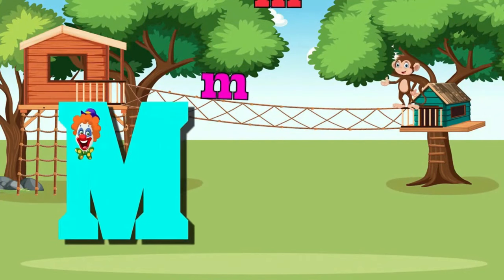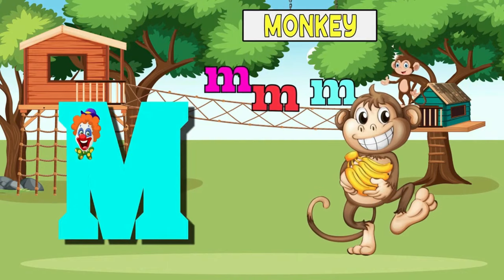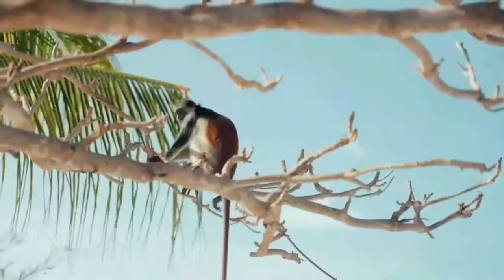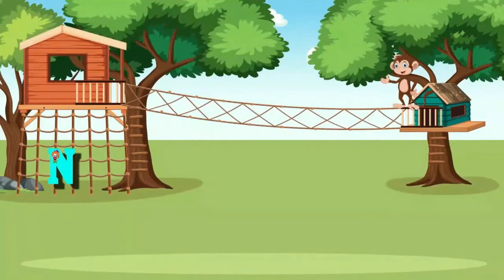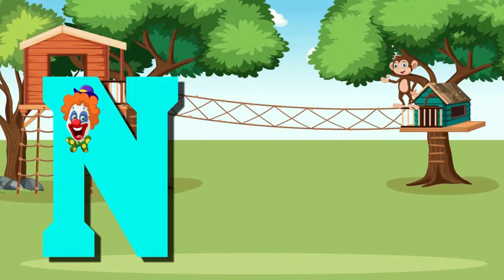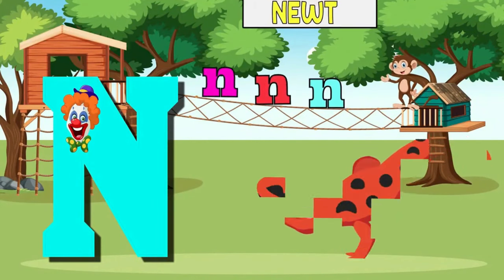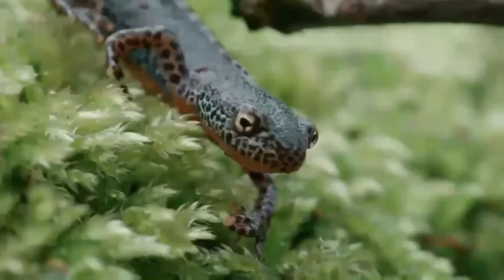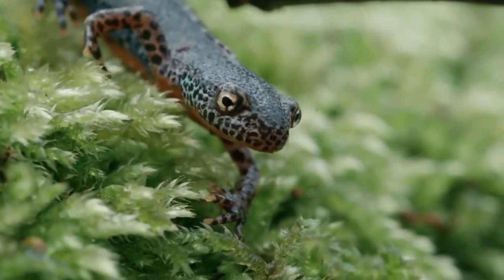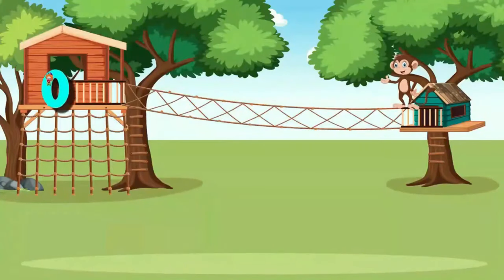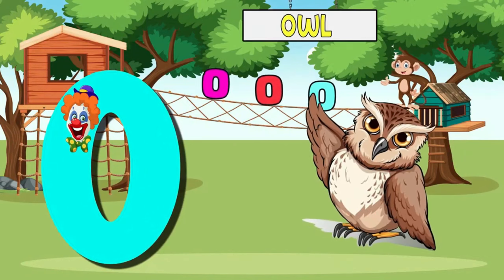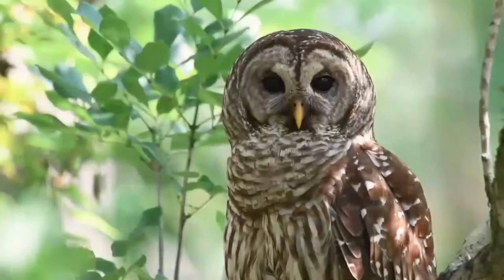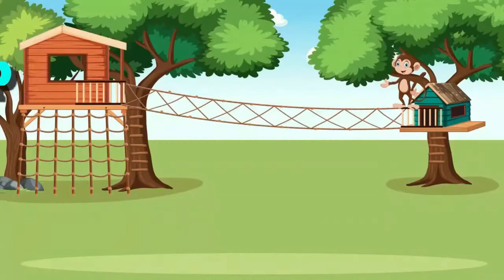M, M, M, M, a monkey. He leaps from tree to tree. N, N, N, N, a newt. Careful, he's going to sneeze. O, O, O, O, an owl. It is the king of night.